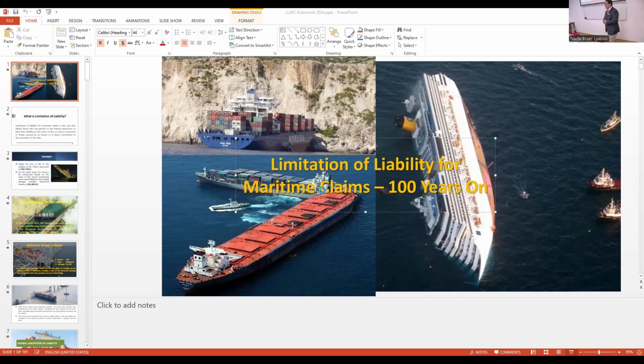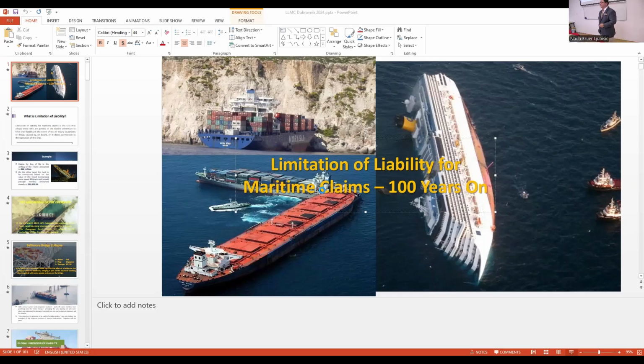Inevitably, we have to start with what limitation of liability is. Limitation of liability for maritime claims is basically the rule that allows those who are parties to the marine adventure to cap their financial exposure up to a certain limit, regardless of the amount of claims that are brought against them. An early example is the Titanic, which we all know.